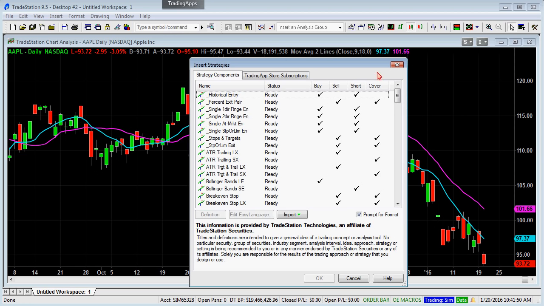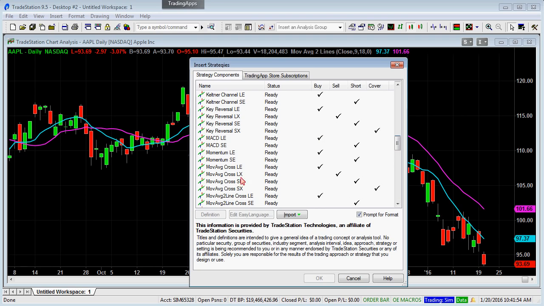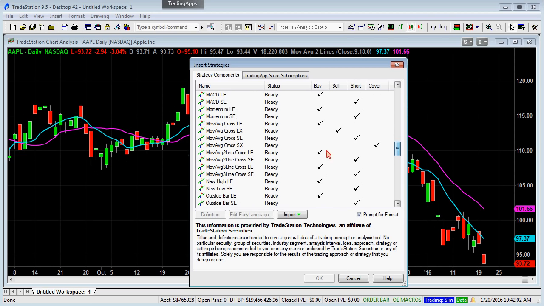All right. I'm going to scroll down here on the list of strategies, and I'm going to find some strategies that are based on moving average. I have 4 moving average cross strategy. In fact, not only 4, I have 8 that are based on moving average. We have the moving average cross, we have the moving average 2-line cross, and we have the moving average 3-line cross based on the moving average indicators that we have in the indicator list.